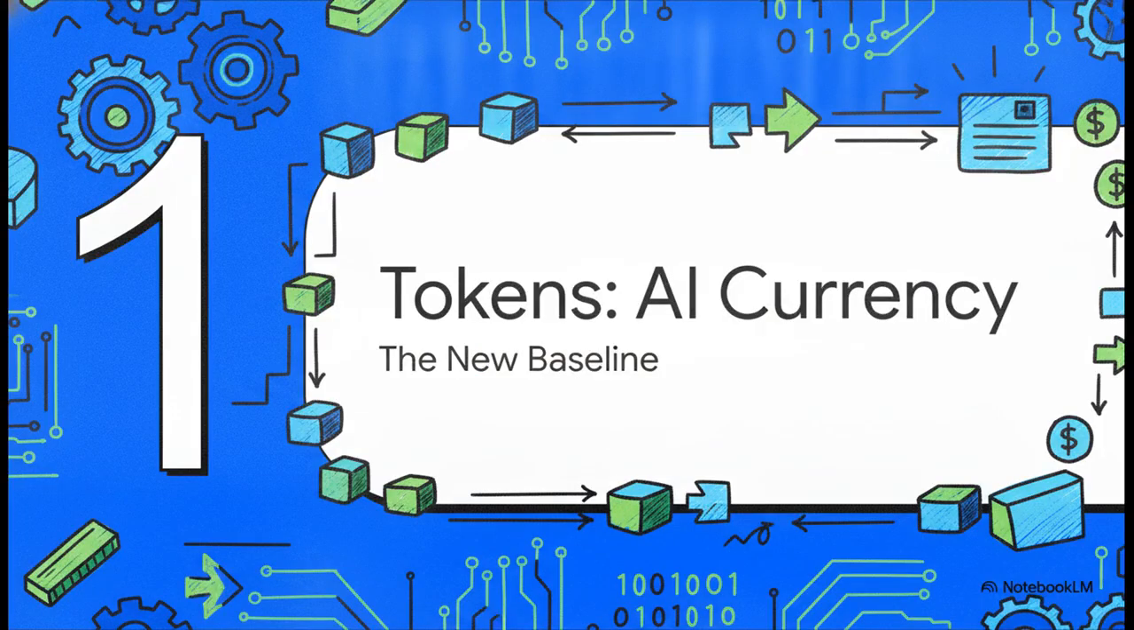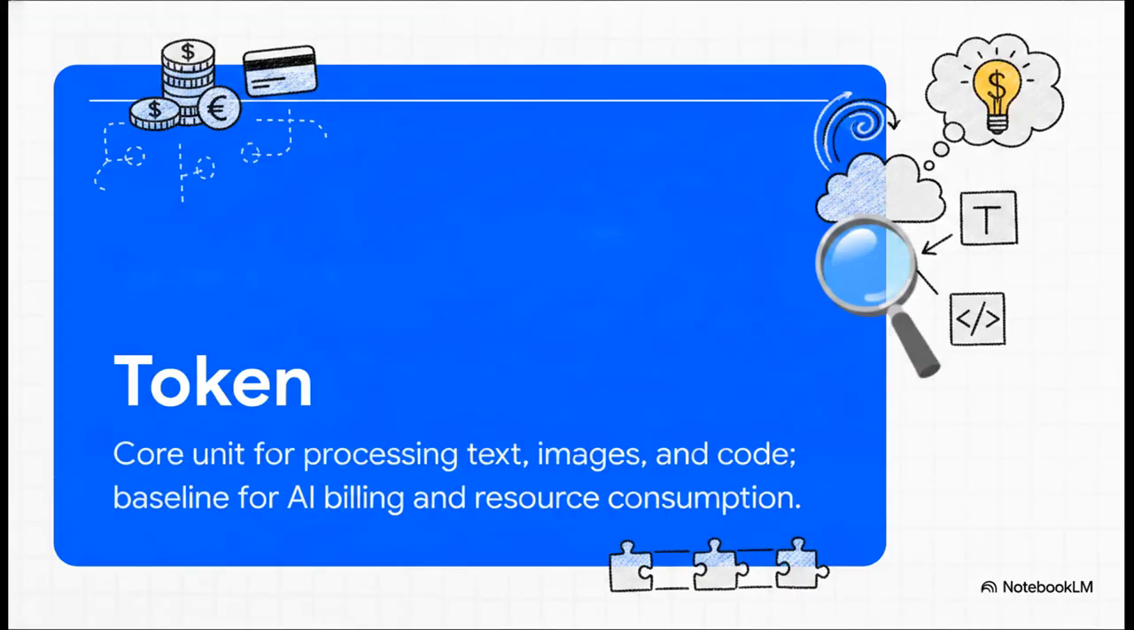All right, Section 1, Tokens as the new AI currency. Let's get right into demystifying what a token actually is and why it's the absolute baseline for understanding everything else in the AI world. We really have to fundamentally reframe how we look at AI. You see, a token isn't just some piece of dry technical jargon used by engineers in a lab. It's the core technical unit for processing text, images, and code. But more importantly for us, it serves as the primary baseline for billing. It is literally the currency you spend every single time you hit enter and interact with a large language model.